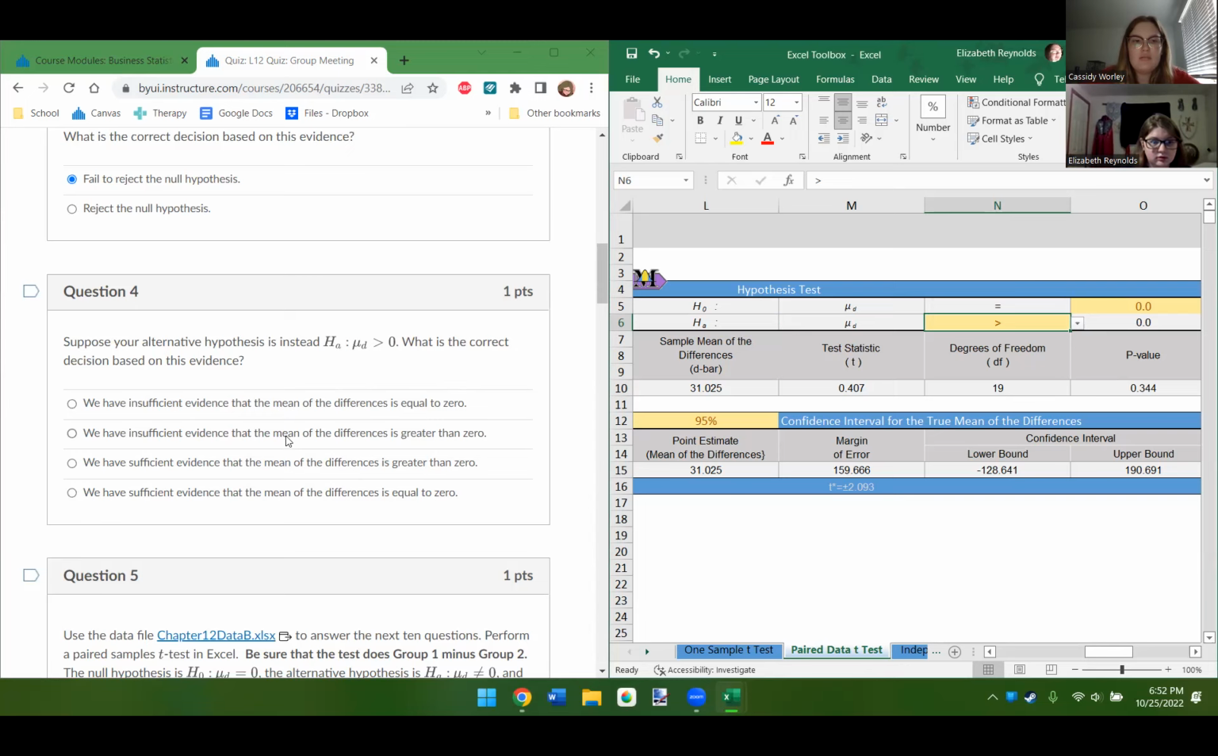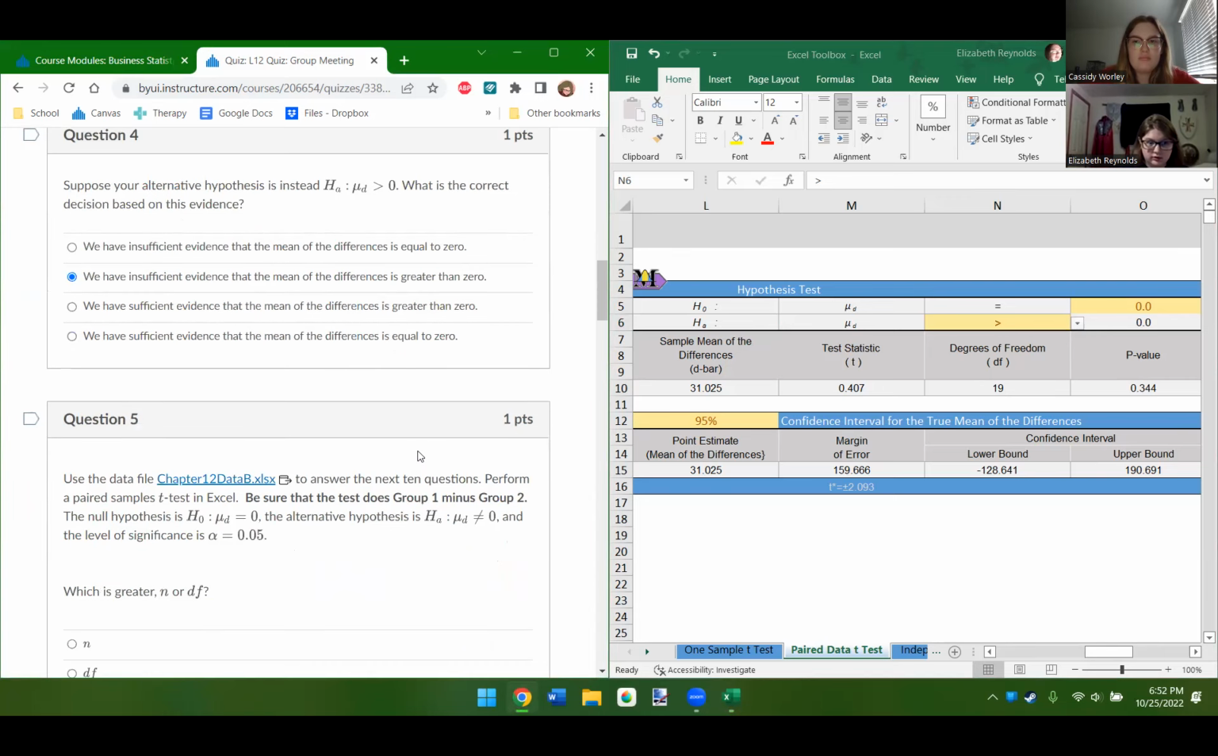Would it be that it's different, that it's greater? If we fail to reject the null, then we believe the null is right. So insufficient means the alternative is wrong.